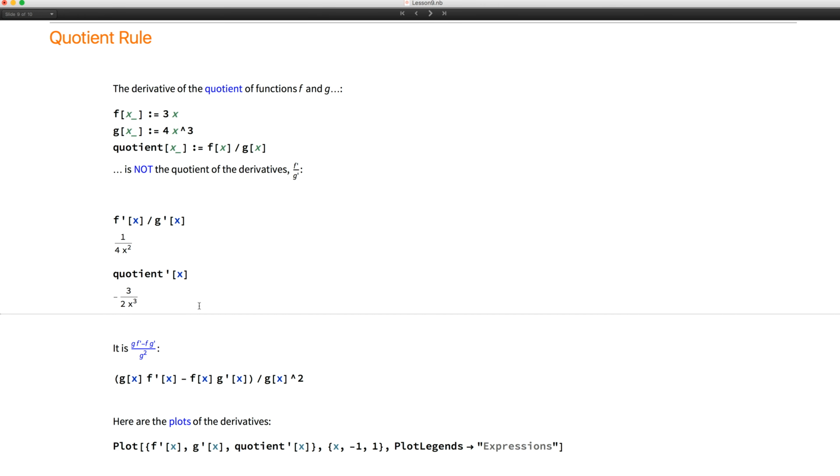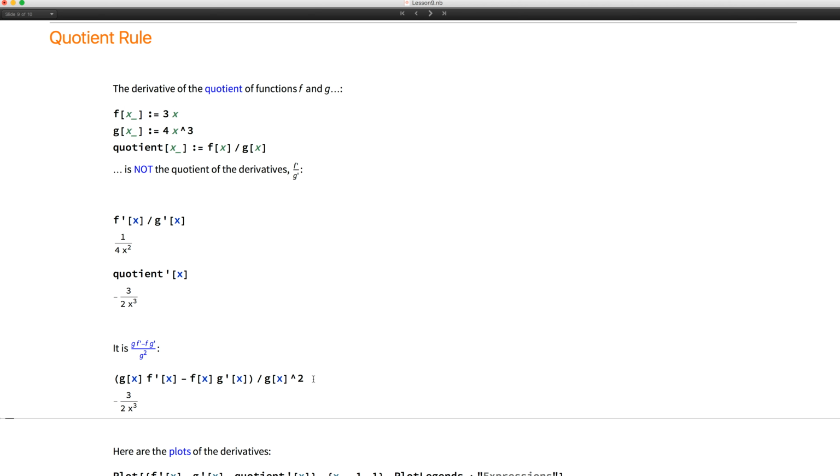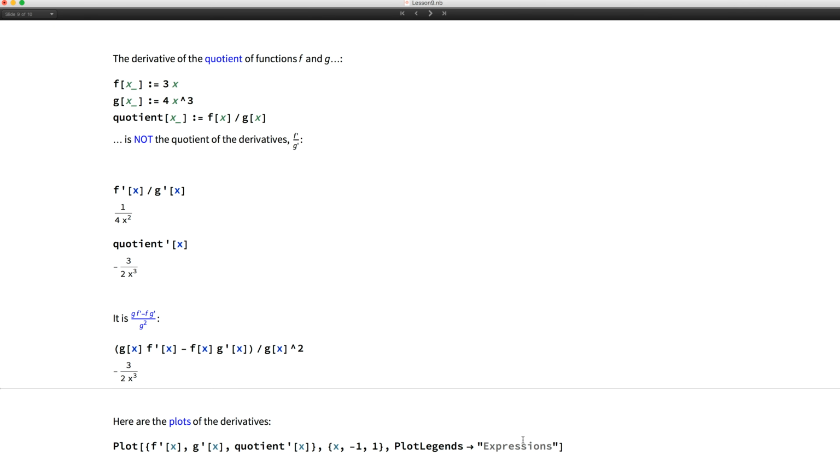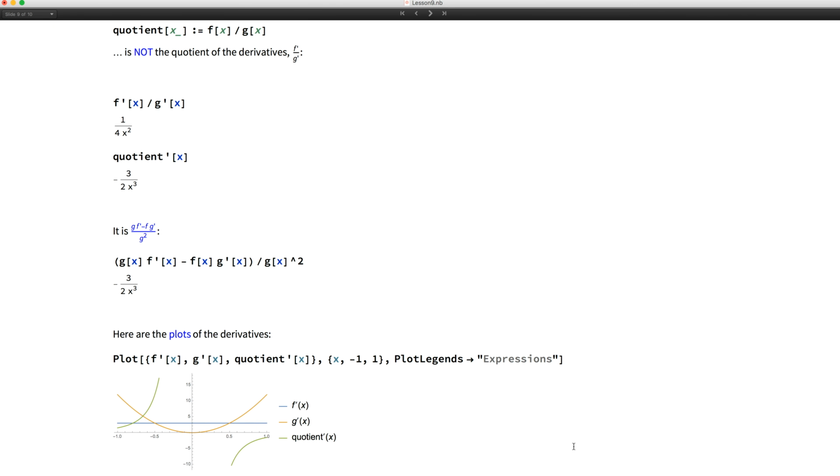And the fact is that the quotient rule for derivatives is a lot harder. It says that the derivative is g times f prime minus f times g prime over g squared. So in this case, the rule gives you the correct answer, namely negative 3 over 2x cubed. Once again, you can plot all the derivatives, and you learn that the quotient rule is significantly more complicated than the earlier rules, but in fact, it does give you the correct answer in all cases.